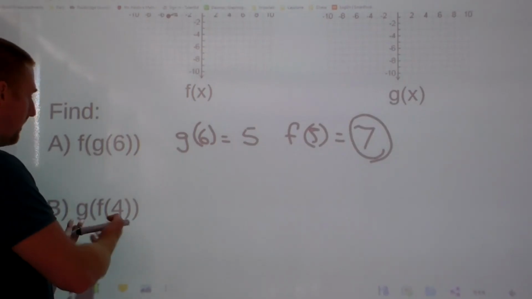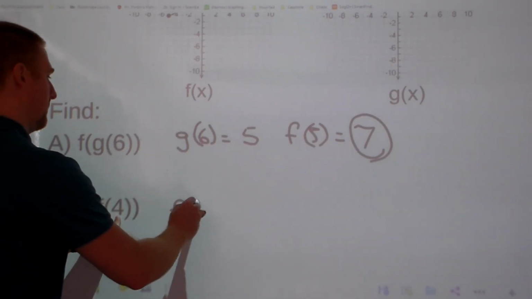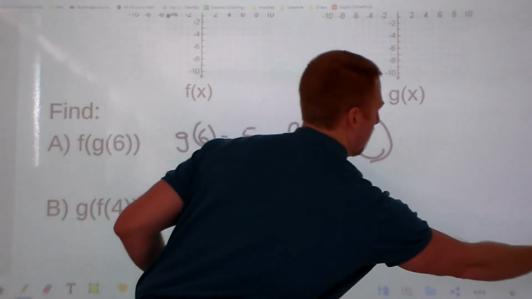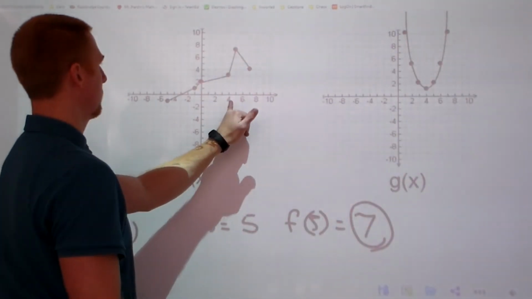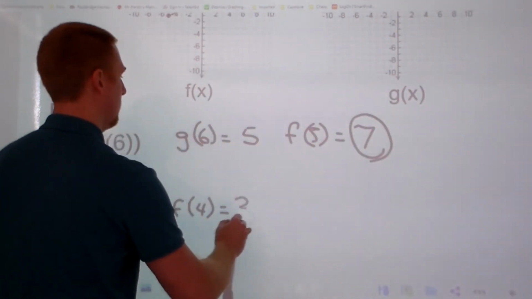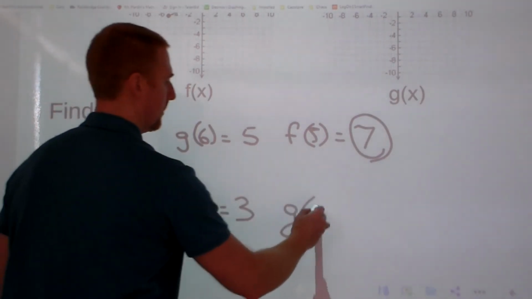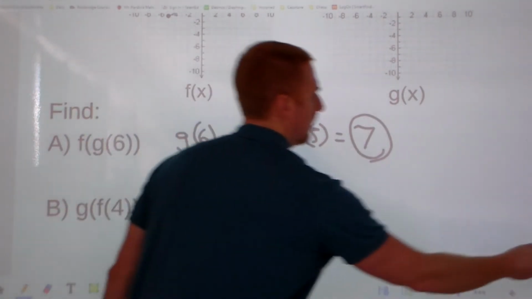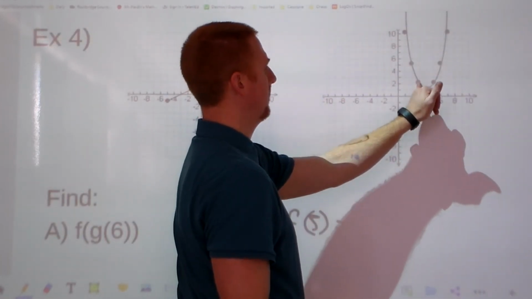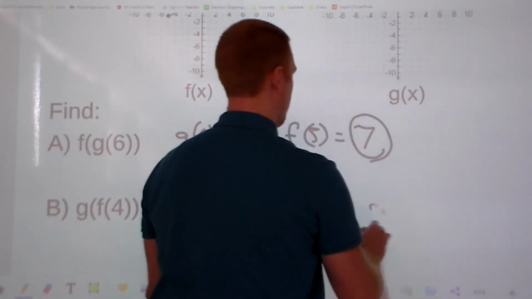And if I want to find g of f of 4, this time I'm starting on the f function. So I like to kind of break it down like this again. So f of 4, all right, let me go up and look at my graph. 4 maps to 3. So now I'm going to be finding g of 3 when I make that substitution. So I look at my g function. 3 maps to 2. 3 on the x maps to 2 on the y. So that'll be my final answer.